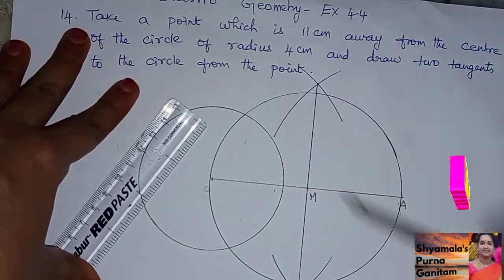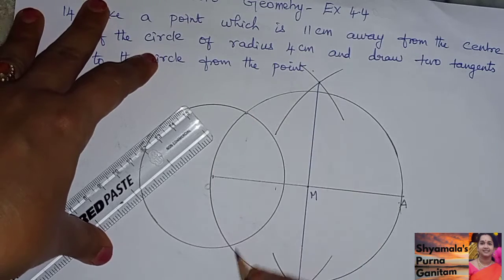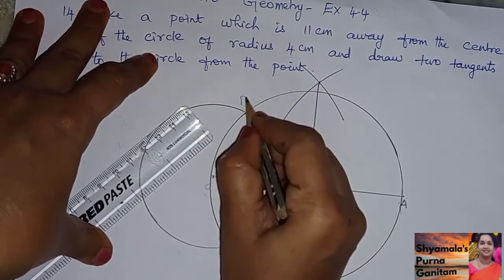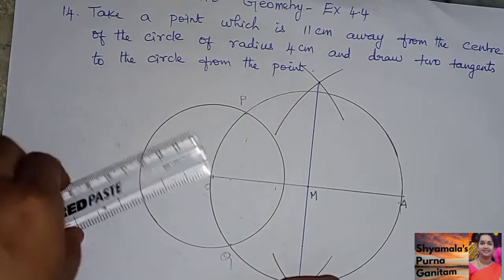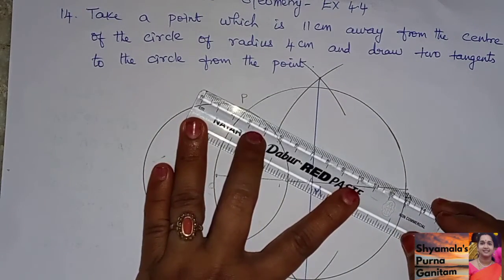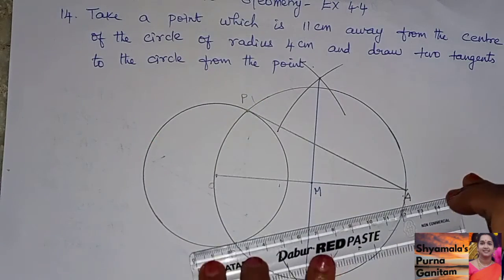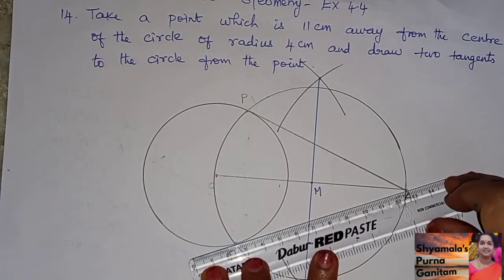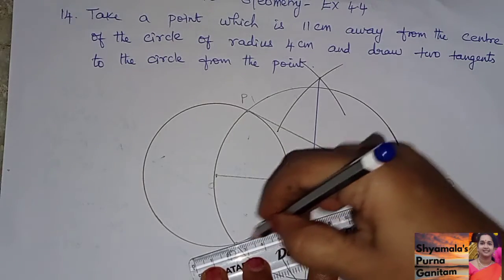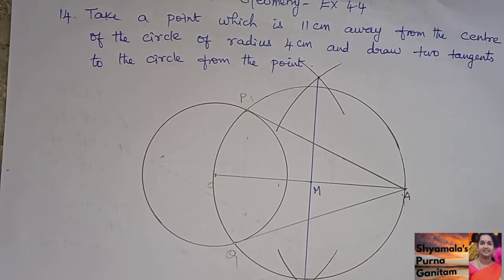I'll get a circle. The points where it touches, we take as P and Q. So when we join PA and QA, those will be the tangents to the circle from the point 11 centimeter away from the center. So we'll do the verification for this.